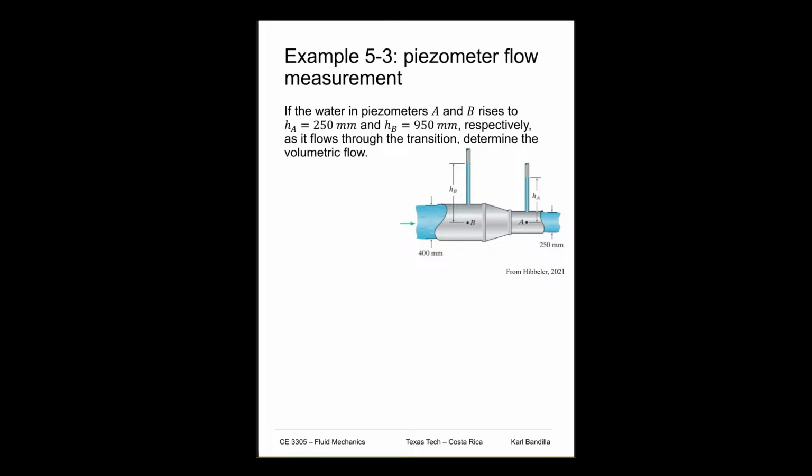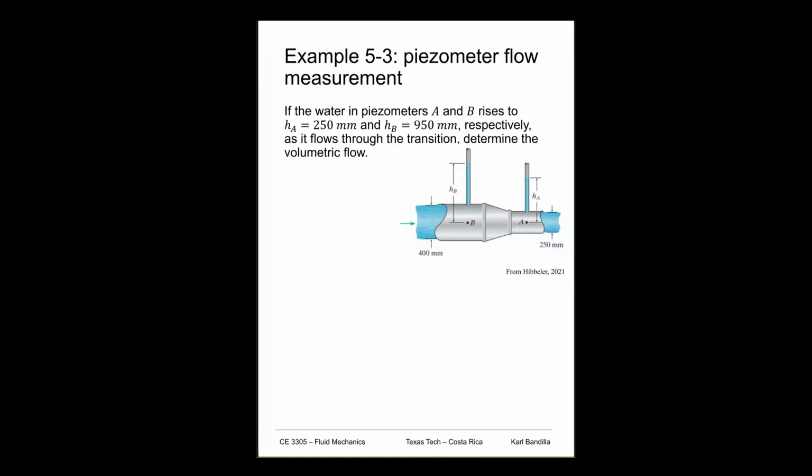This is example 5-3. We're going to use a piezometer to measure the flow, right? So we have flow coming into this reduction here, and we have piezometers before and after this reduction, and we have measurements of HA and HB, and now we'll try and see what the flow rate is.